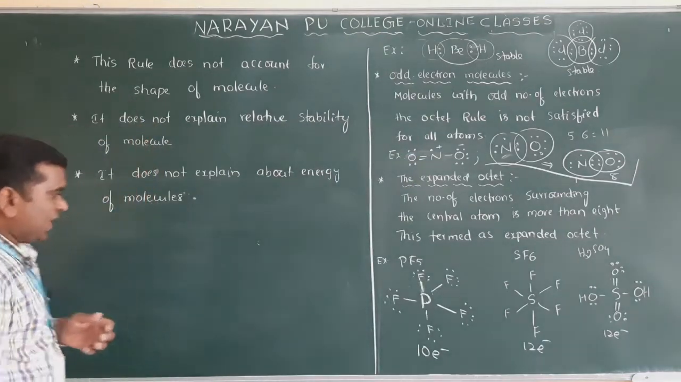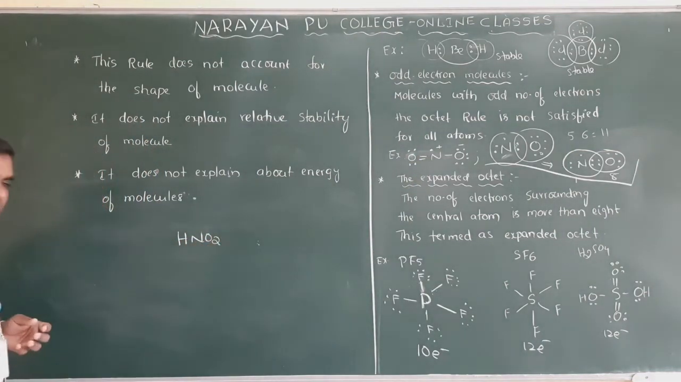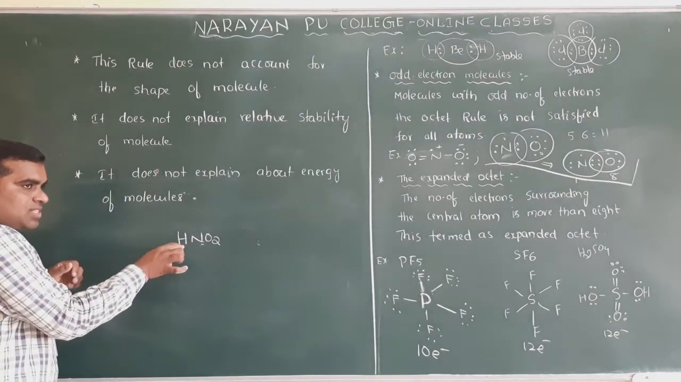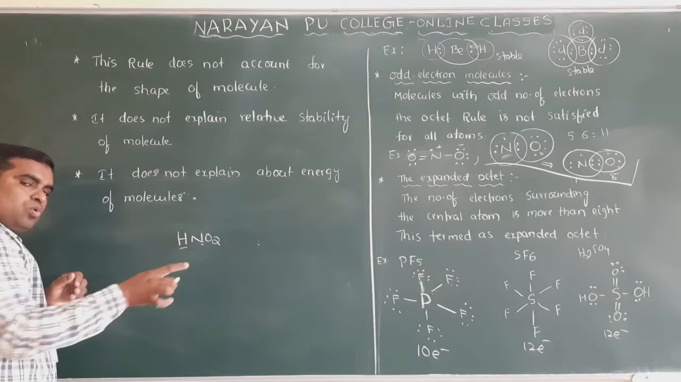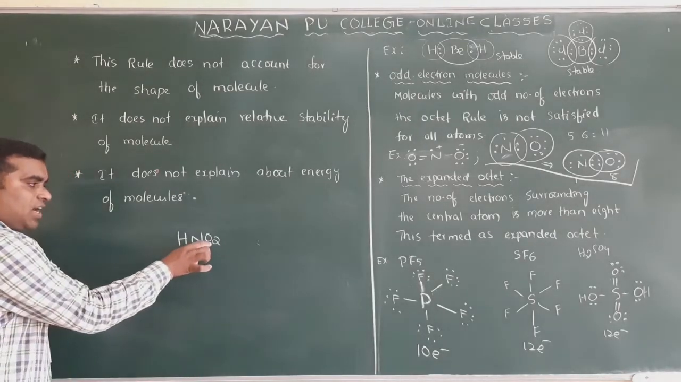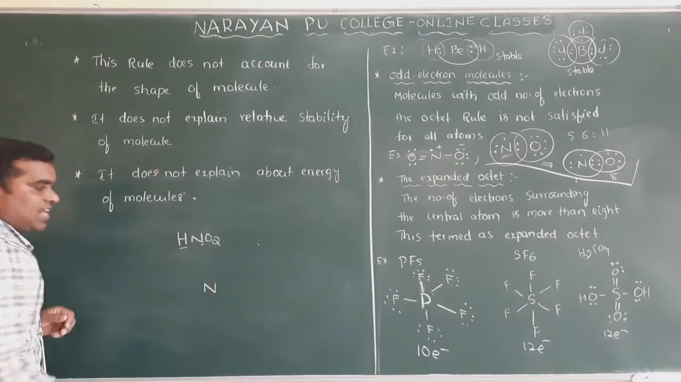Previously, I mentioned one example here: HNO2. Do you remember? HNO2. What is the central atom here? Which one is the least electronegative atom? Hydrogen. But you know that hydrogen cannot act as a central atom. So between oxygen and nitrogen, which one is less electronegative? Nitrogen. So nitrogen is the central atom.